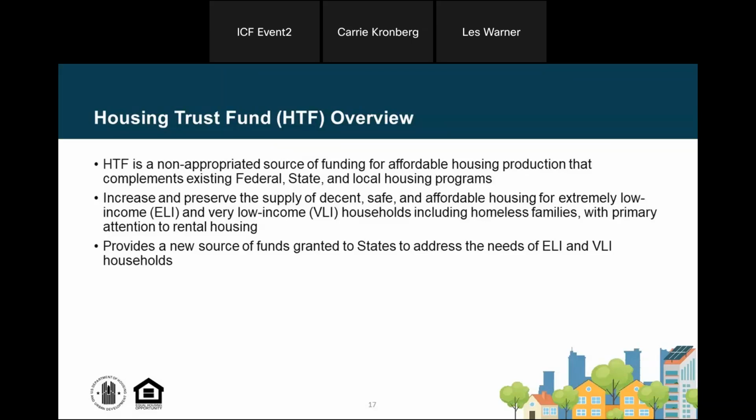And that would include homeless families. And the primary focus of the program is on rental housing. And the importance of this program is that it created a targeted new source of funding for states to be able to try to fill that gap of need for decent, affordable housing that's going to be workable for extremely low income and very low income households.